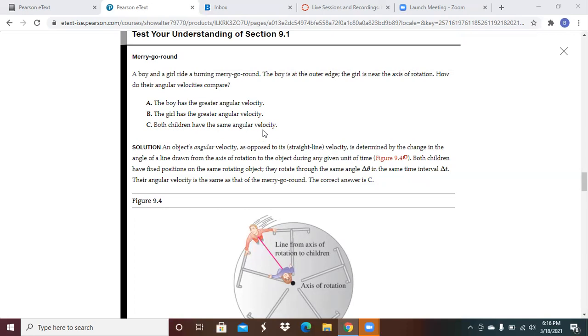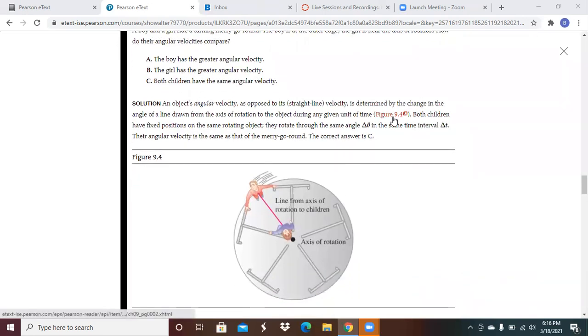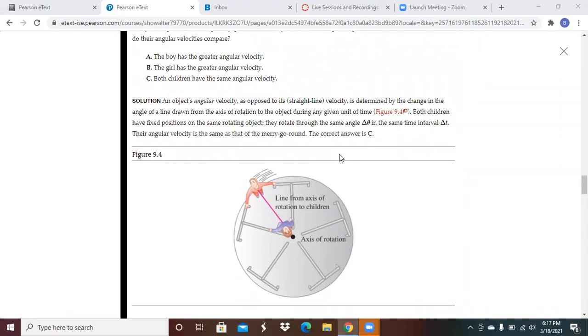So an object's angular velocity, as opposed to its straight line velocity, is going to be determined by the change in the angle of a line drawn from the axis of rotation to the object during any given unit of time. So both children have fixed positions on the same rotating object. They rotate through the same angle in the same time interval. Their angular velocity is the same as that of the merry-go-round. So the correct answer is going to be C. And that may seem a little counterintuitive there, but that's pretty much the way it goes.